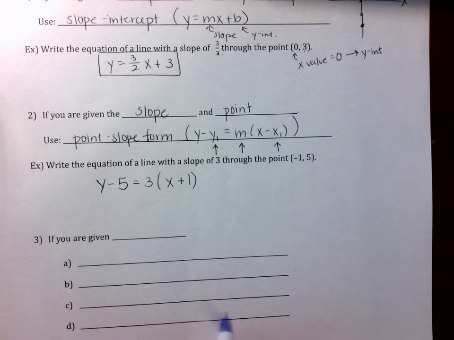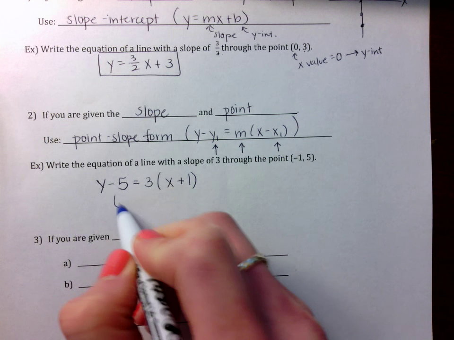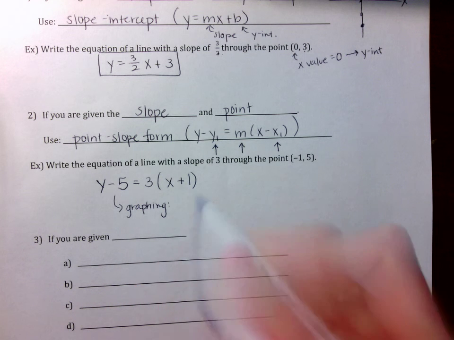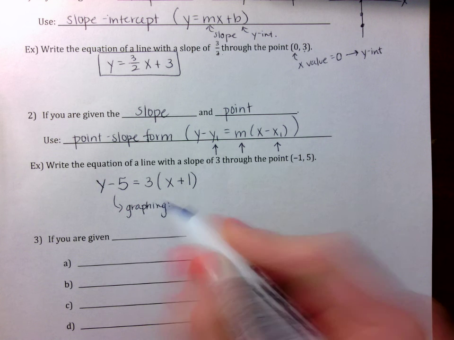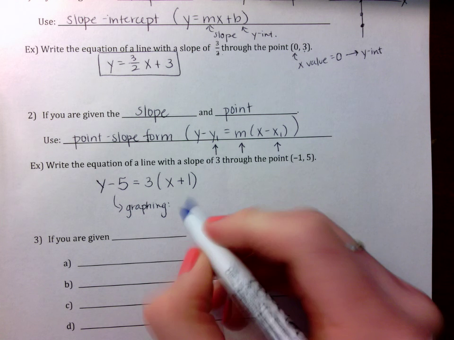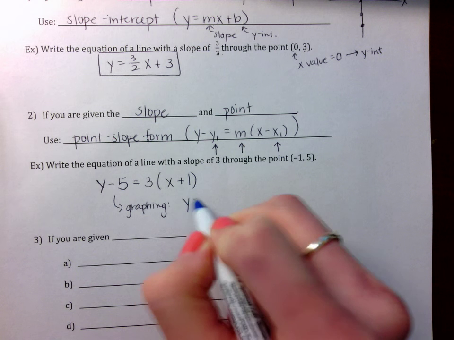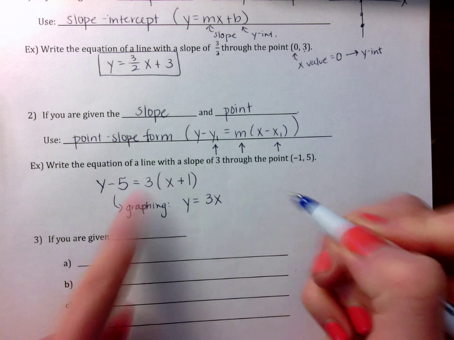From here, if we wanted to get it into graphing form, for graphing purposes, you usually want to put it in slope-intercept form. So that would mean distributing this 3 and also adding the 5. So I'm going to do that. y equals 3x. This would be plus 3.